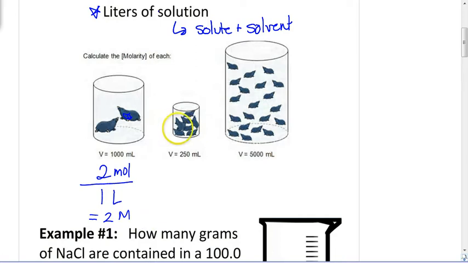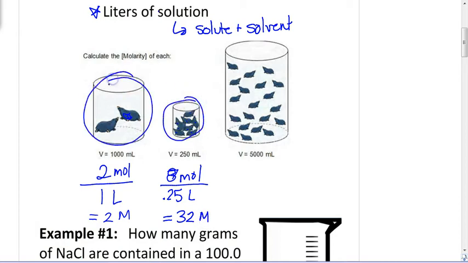For the next one, that's kind of hard to see. We got 1, 2, 3, 4, 5, 6, 7 moles. I think we got 7. Actually, I think there's 8. 8 moles dissolved in 250 milliliters. That would be 0.25 liters because you divide by 1000. So you'll type in 8 divided by 0.25. That would be 32 molar. So that is really concentrated. And if you look at it, those moles look to be way more concentrated than our first mole sample.